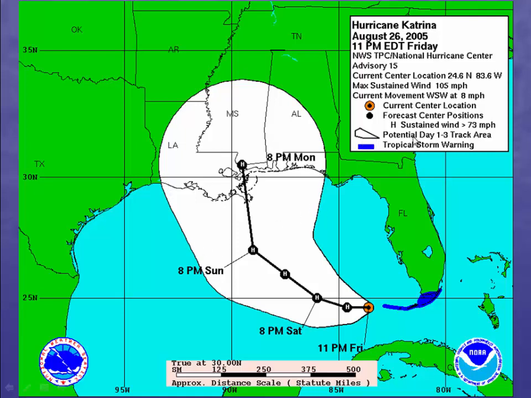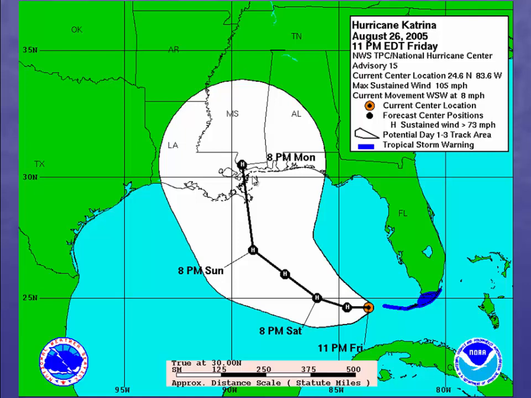So we call this the potential track area, or the cone of uncertainty, meaning the storm could make landfall anywhere inside of that cone, but the most likely location is for this storm to take the path of the black dotted line. The path, in this case, took it right over the top of New Orleans. A great forecast by the National Hurricane Center and the National Weather Service. Plenty of time in advance to evacuate folks out of New Orleans.